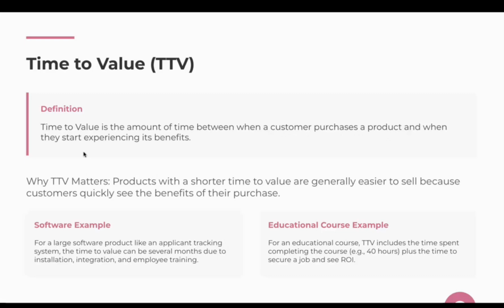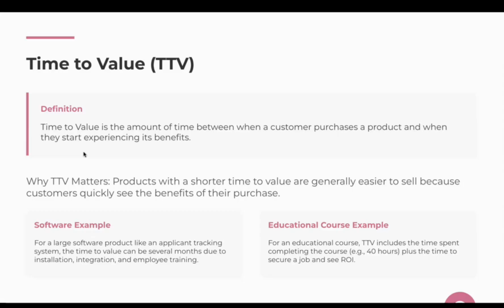Now, we have TTV, time to value. What is time to value? How does that work? TTV, again, stands for time to value, which is the amount of time between when a customer purchases a product and when they start experiencing the benefits. Why is that important? Because products with a shorter time to value are genuinely easier to sell, because customers quickly see the benefits of the product.